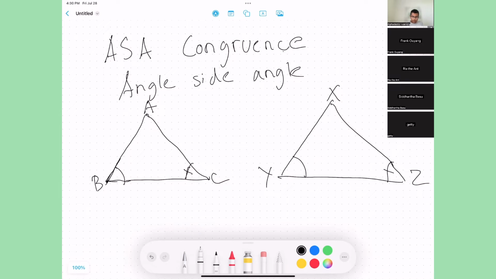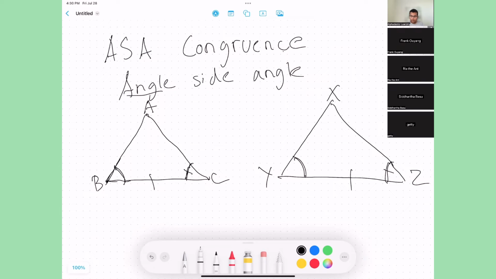And then if I say that the side that these two angles lie on, which is BC and YZ, right? The common side that they lie on is BC. So BC here is equal to YZ here, because both of these angles lie on BC, and both of these angles lie on YZ. So here you can use the ASA congruence. These two triangles satisfy the ASA congruence.